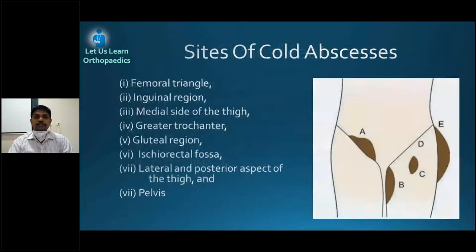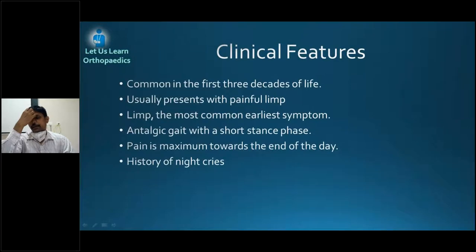And what are the clinical features? If there is a tuberculosis hip, how will the clinical presentation of the patient be in the OPD? Commonly, it will be in the first 3 decades of life. Up to 30 years, you can usually see tuberculosis hip involvement. The common clinical feature is that the patient will come to the OPD with a painful limp of the hip. The limp is the commonest, earliest symptom. So he will be limping, and the limp is always painful.